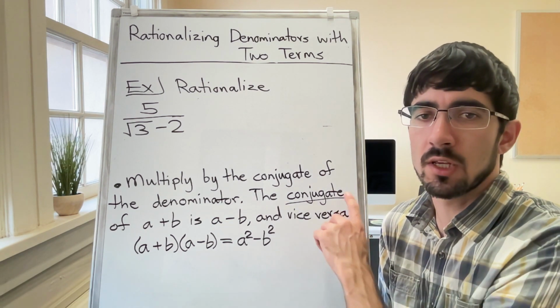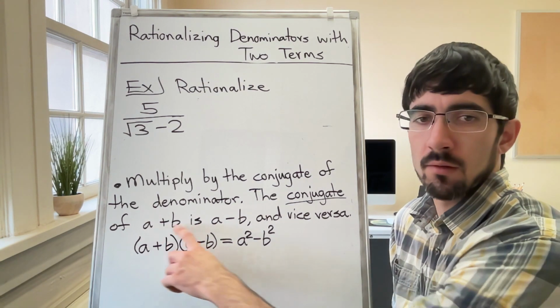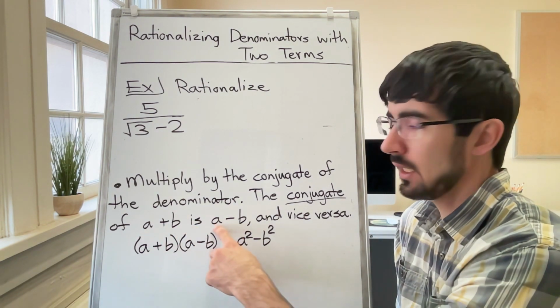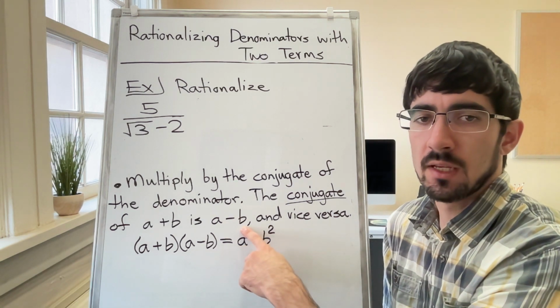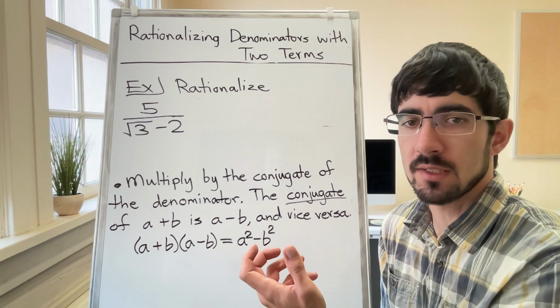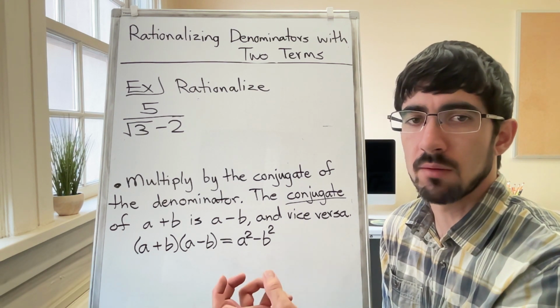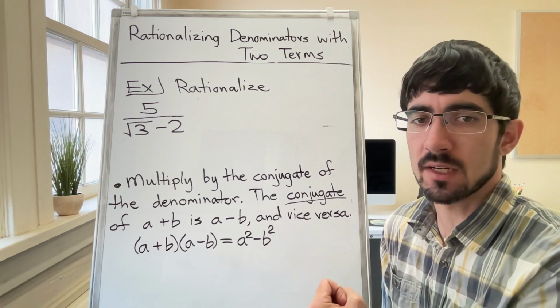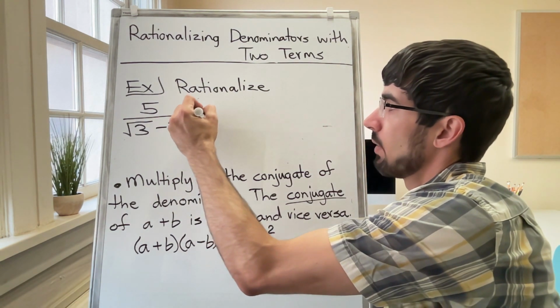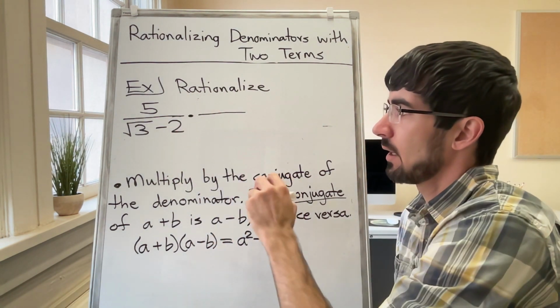Now, the conjugate in math means with an opposite sign. So the conjugate of two terms a plus b is a minus b. The conjugate of a minus b is a plus b. You just replace that addition or subtraction sign in the middle with the opposite sign. So let's see what happens when we multiply by the conjugate in this example.